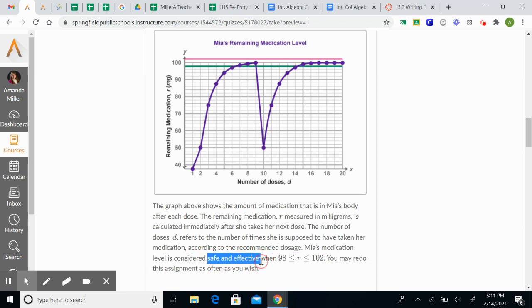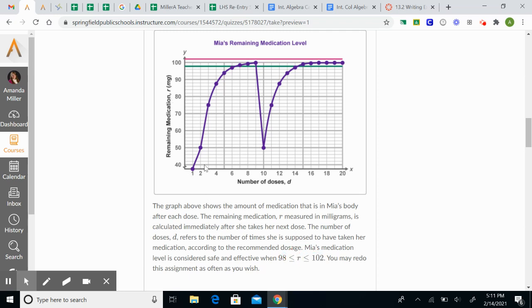and effective. So that means we want it to be both. We want all of our medication to be both safe and effective. We need enough medication that it's effectively doing its job, but it's also keeping us at a safe level and we're not getting too much. And that happens between 98 and 102, right? So that happens whenever you're looking at y, right?